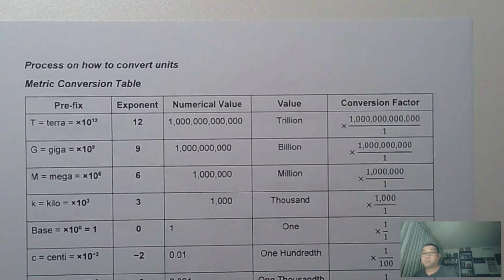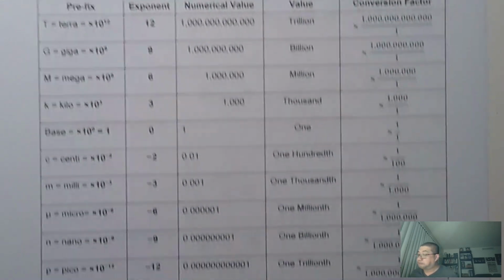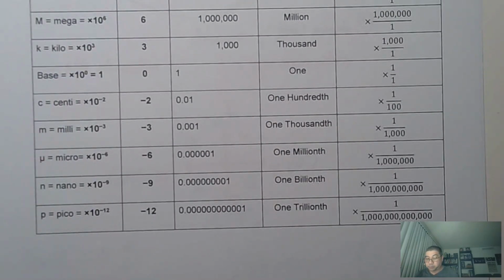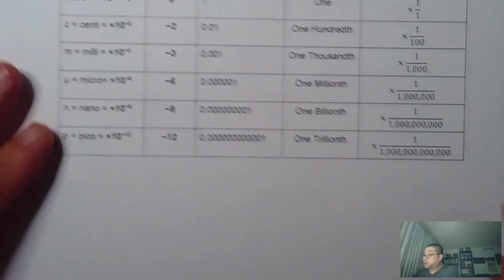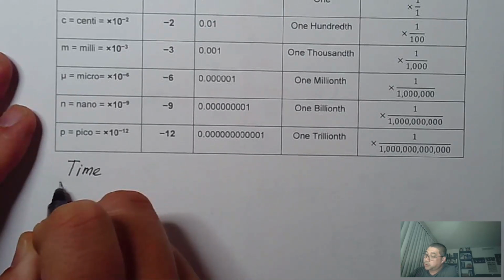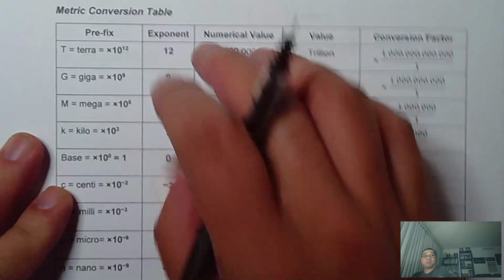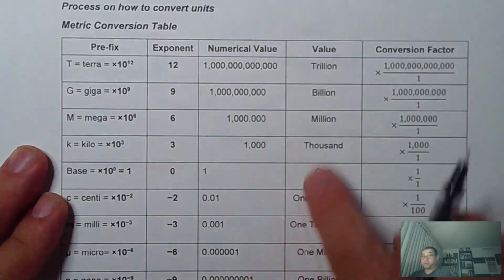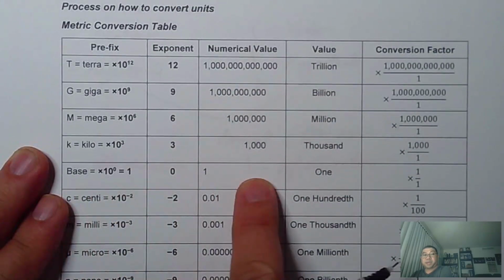So now we are on page 4. The process on how to convert units. Now, before we move on to specifics on how to convert units, what I wanted to do is to go over units of time. So let's write about time. Conversion of time. Since we all know that in metric conversion, everything is in terms of tens, you start with the baseline, the base.